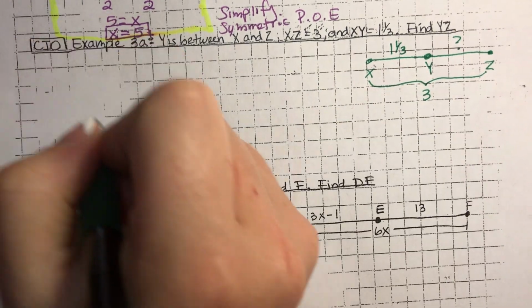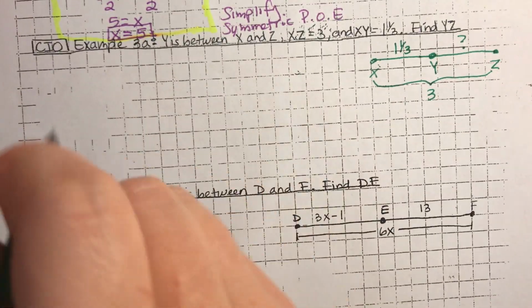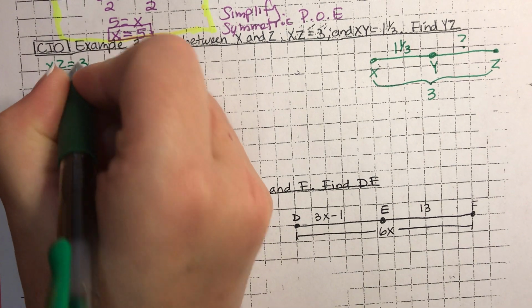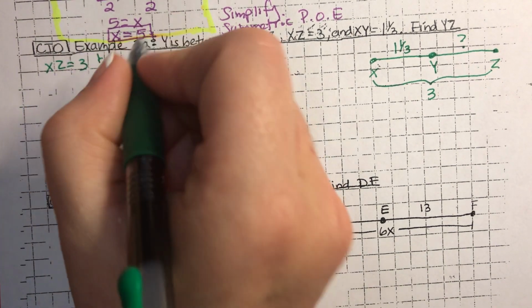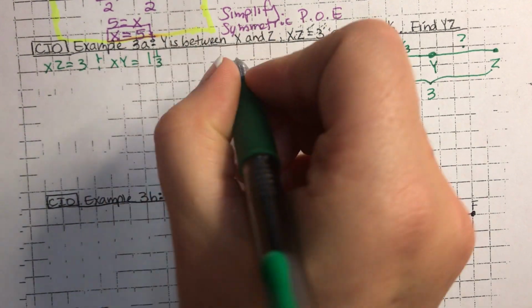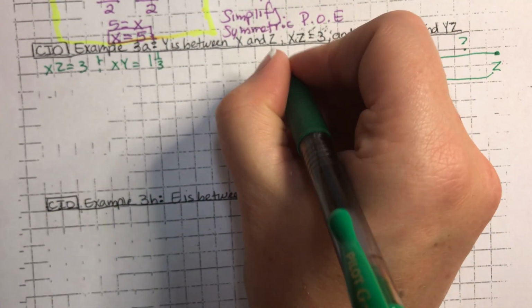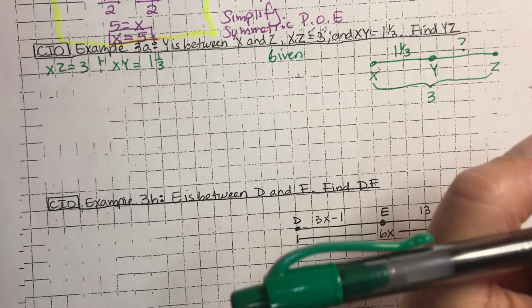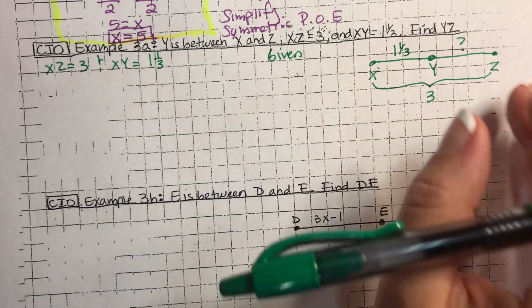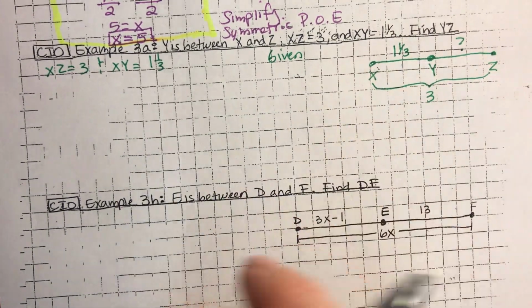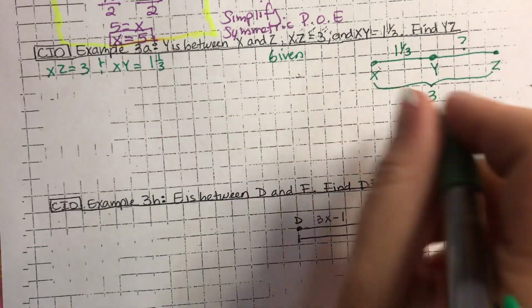So the first thing I'm going to write down is that given information. So what do we have? Xz equals 3 and xy equals 1 1/3. That is the given information. Then, just looking at this, it's a segment addition postulate. So commit that to memory. Whenever you've got this part, this part, and the whole, that is a segment addition postulate. So we're going to write it down.